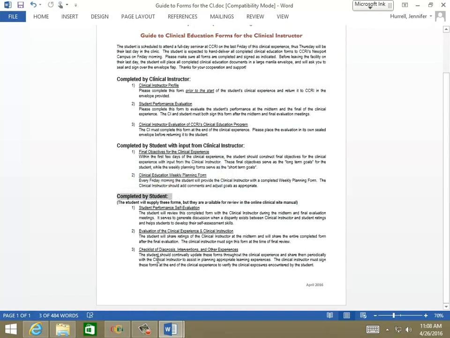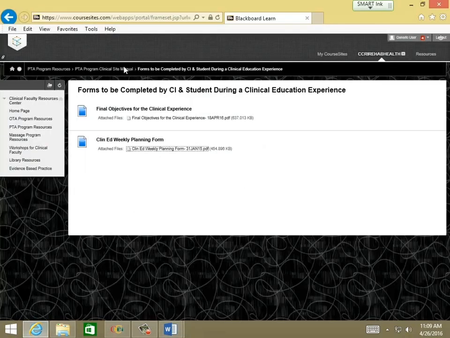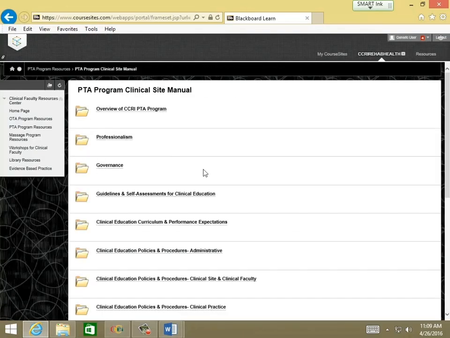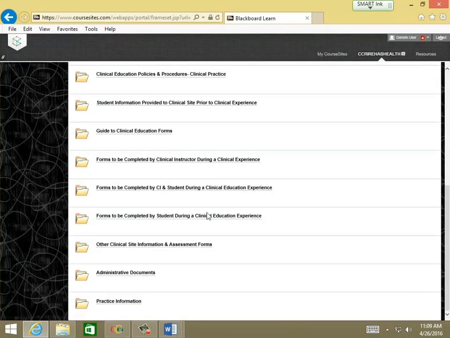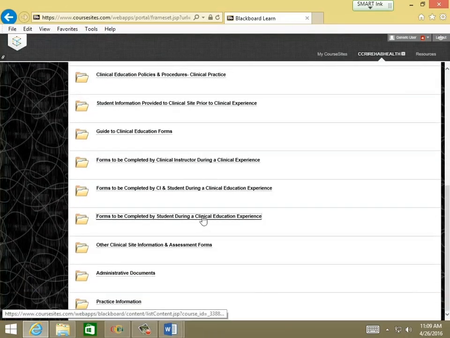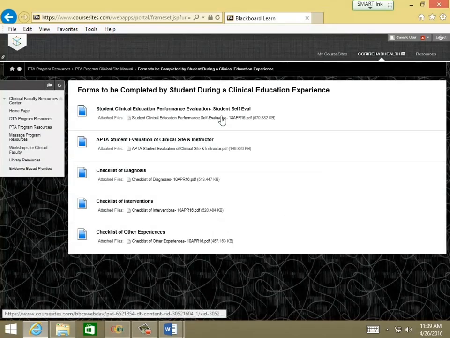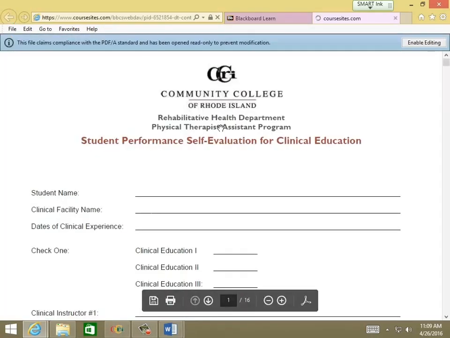And I would like to go over these with you briefly so that you have a sense of what the student will be working on. These forms are not provided to you in the student packet, but copies are available online in the clinical site manual where we'll view them now. So starting with the student performance self-evaluation, come back out to our manual, and go down to the forms completed by the student. And here we see the student performance self-evaluation.